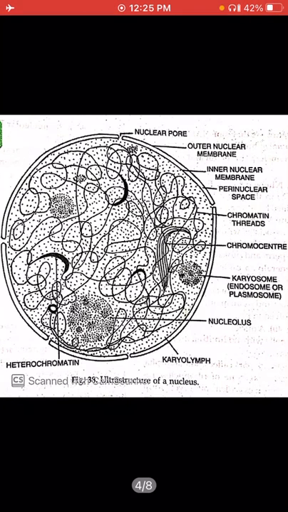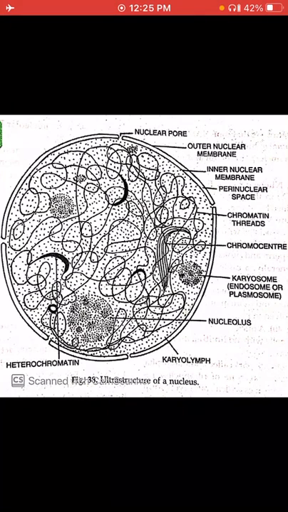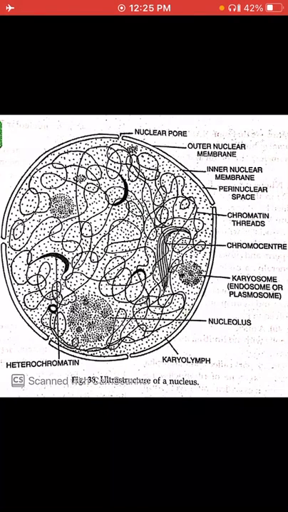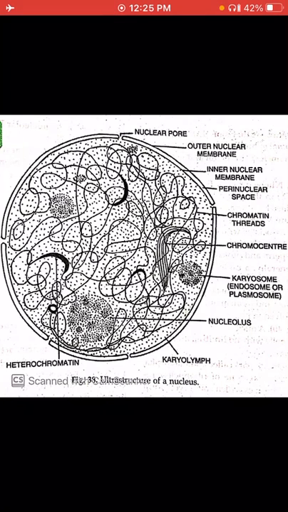Now coming to the nuclear membrane, also known as nuclear envelope or nucleolemma or karyotheca. It was discovered by Arkleb in the year 1845. The nuclear membrane is a bilayered membrane, with an outer layer and an inner layer. The space between those two layers is considered the perinuclear space.